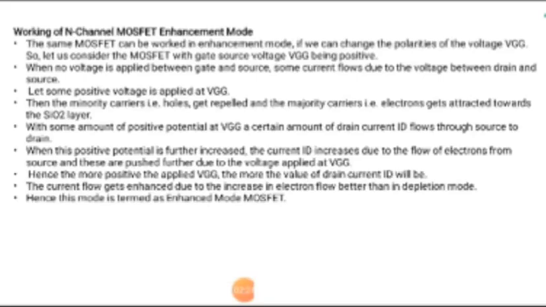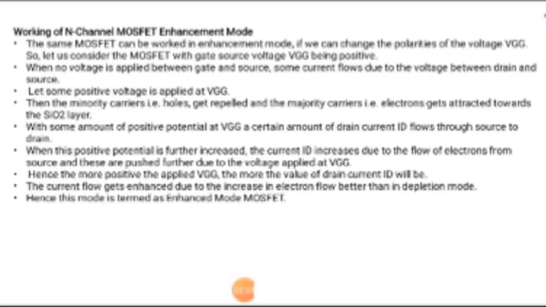Now the working of the N-channel MOSFET in enhancement mode. Here the MOSFET can work in the enhancement mode. If we change the polarities of the voltage, then we can find the difference in the channels, that is, in the case of an NPN or a PNP transistor, there will be a change in the voltages. When no voltage is applied between the gate and the source, some current flows due to the voltage between the drain and the source.